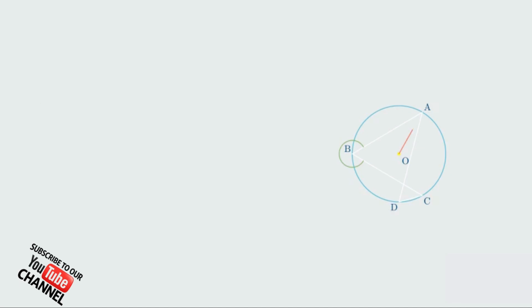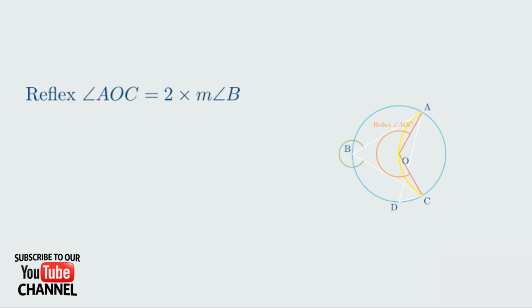Focus on angle B. This is an inscribed angle subtended by the major arc ADC. The central angle that subtends this same arc is the reflex angle ADC. Wait, I made a mistake. The central angle subtended by major arc ADC is the reflex angle AOC. Let's correct that. The inscribed angle B is subtended by the major arc ADC. The central angle for this arc is the reflex angle AOC. It's the big angle theorem. The measure of the reflex angle AOC is twice the measure of angle B.